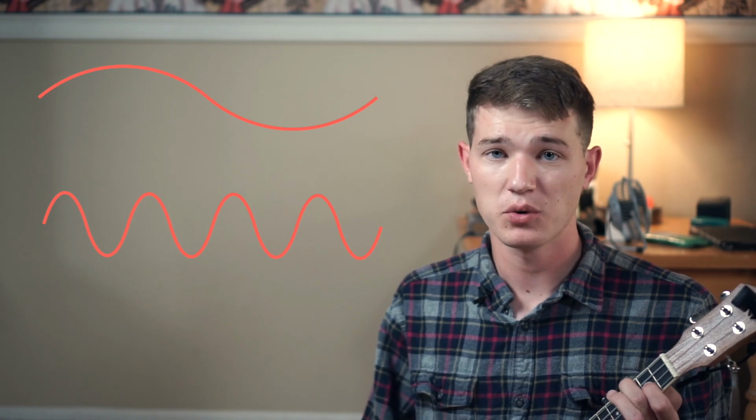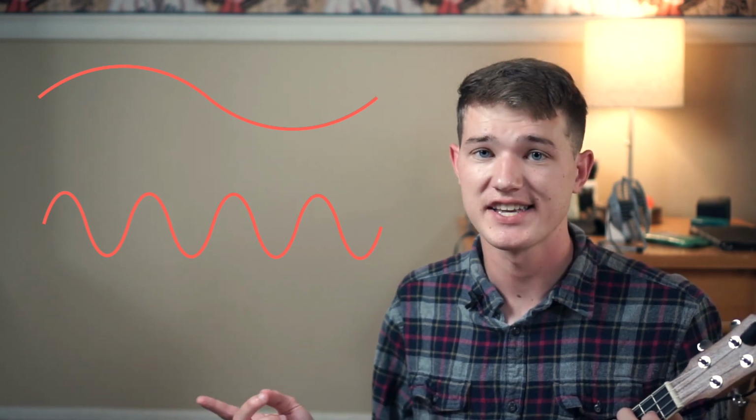So the pitch of a sound is based off of how fast something is vibrating. If something is vibrating really slowly, like represented by this wave, it will create a very low sound. But if it's vibrating really quickly, it'll create a much higher sound.